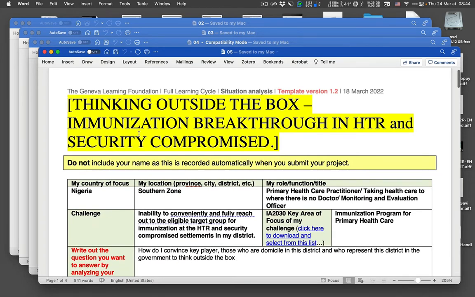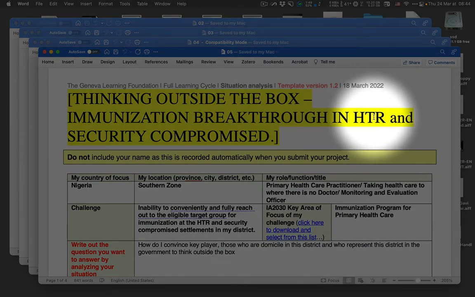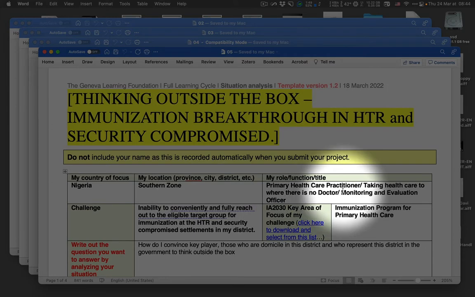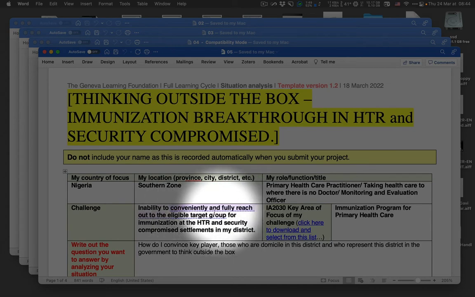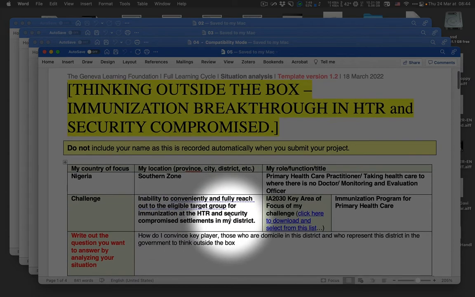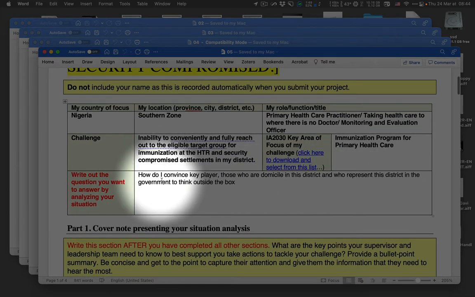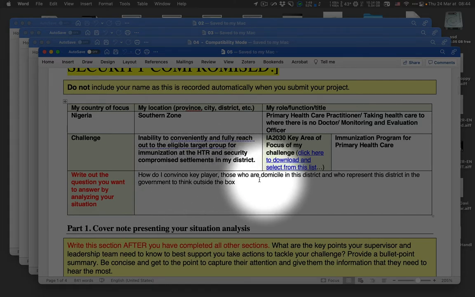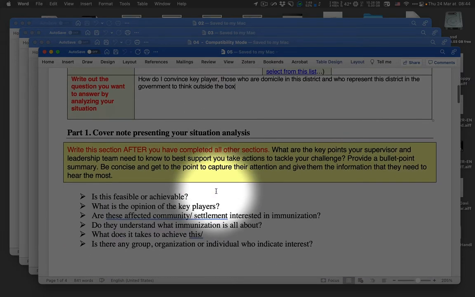So next is thinking outside the box, immunization breakthrough in HTR and security compromise. So try not to spell out the acronyms the first time. This is Southern Zone of Nigeria, primary healthcare practitioner. That's fine. Challenge, inability to conveniently and fully reach out to the eligible target group. We don't know the eligible target group. All right, so here this looks like SP1, but we need to know not the strategic priority, but the actual key area of focus. So the question is, how do I convince key players to think outside the box, but for what? So this sounds more like an analysis, a policy analysis than a situation analysis.